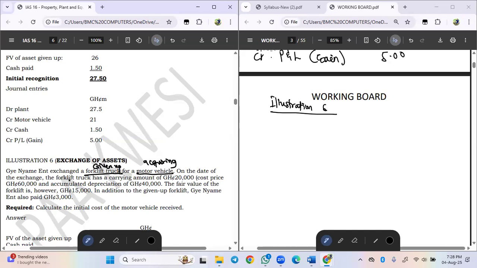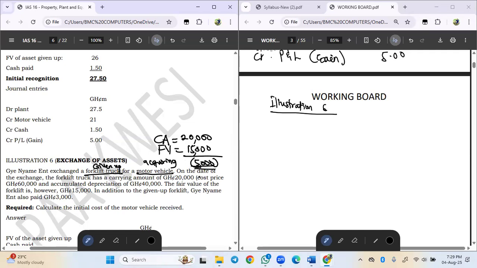On the date of the exchange, the forklift has a carrying amount of 20,000. So in your books, the forklift is what? 20,000. But the fair value says otherwise. The fair value is saying that it's what? 15,000. So let's look at something here. Carrying amount is saying 20,000. Fair value is saying 15,000. So going forward, are you making a loss or gain on this particular exchange of assets? Yeah, loss. Loss of 5,000.